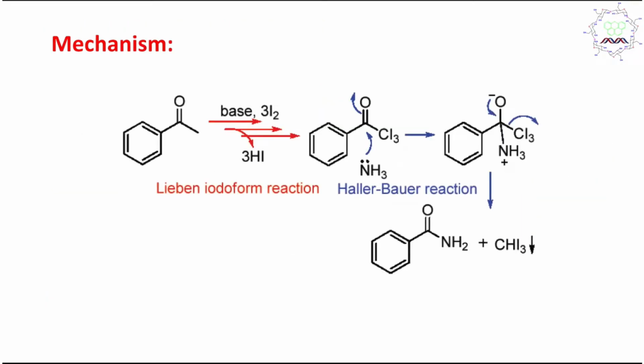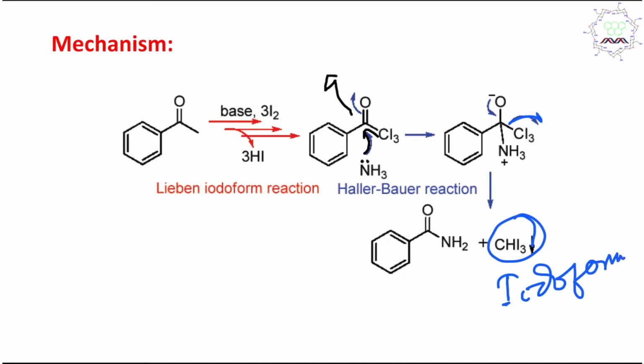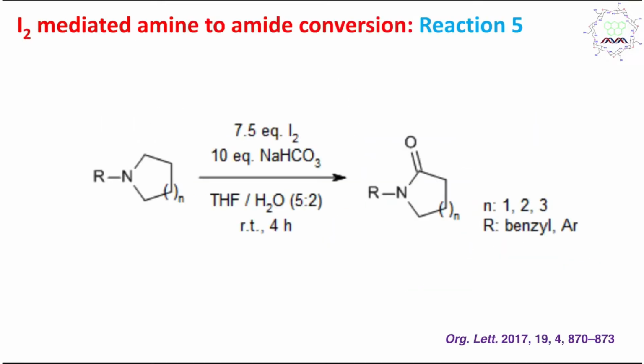Now let's look at the mechanism. In a similar way this CI3 is produced, a triiodocarbonyl derivative. Later on ammonia acts as a nucleophile to open up this tetrahedral intermediate, then it pushes and this CI3 leaves, and this is the iodoform, and along with the iodoform what is produced is acetamide. This is the mechanism, I guess a little easy mechanism.